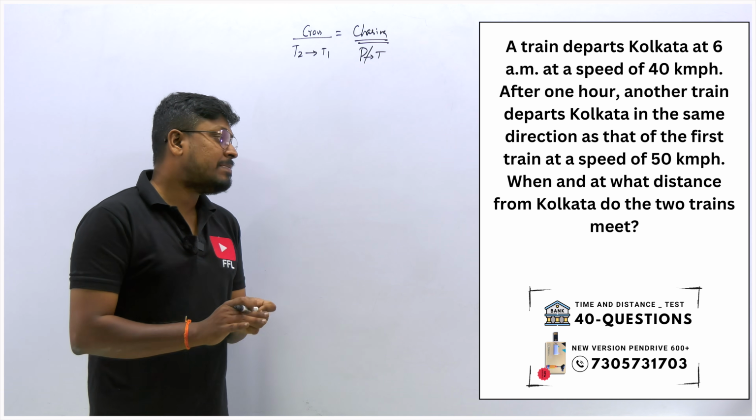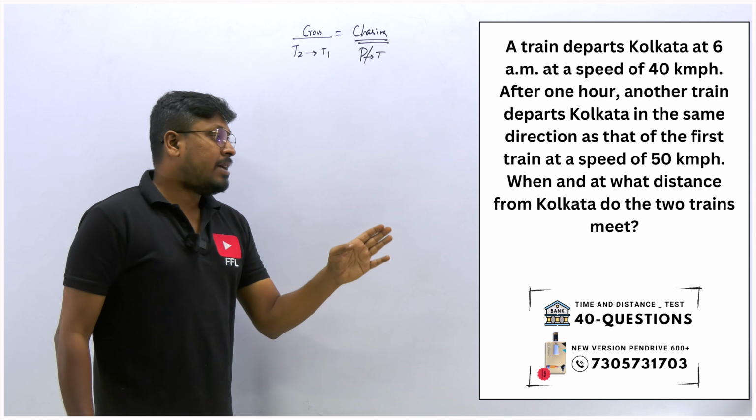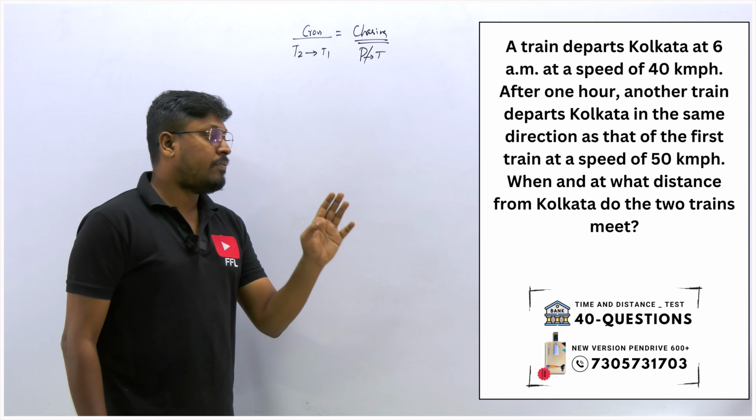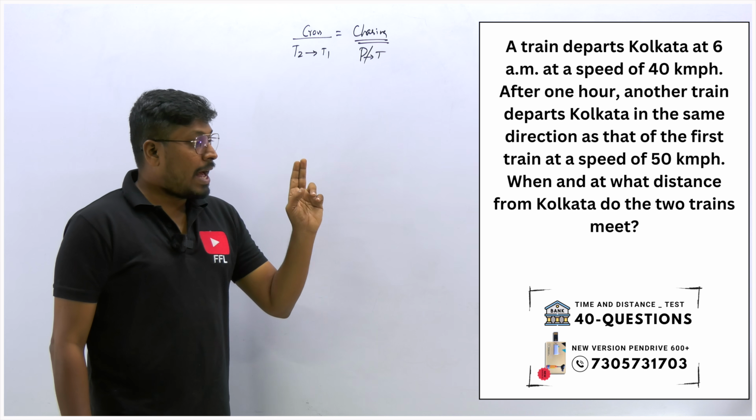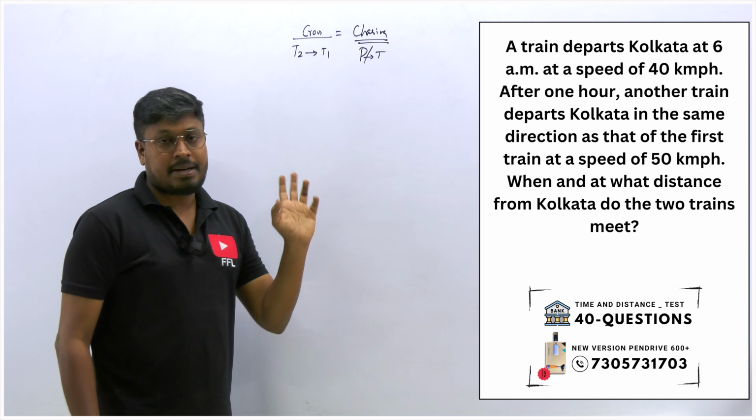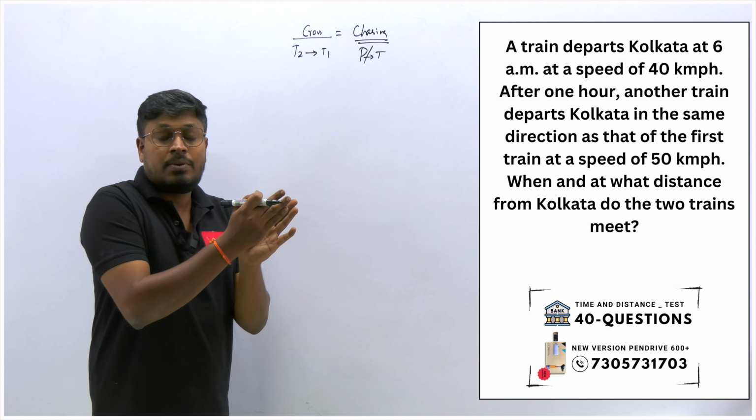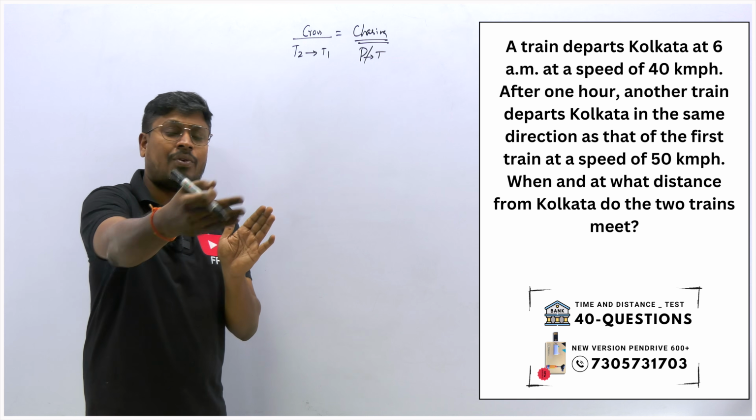So what they are saying is, first, a train departs Kolkata at 6 a.m. at a speed of 40 km per hour. So after 1 hour, another train departs. So for that 1 hour, the first train would have moved 40 kilometers.